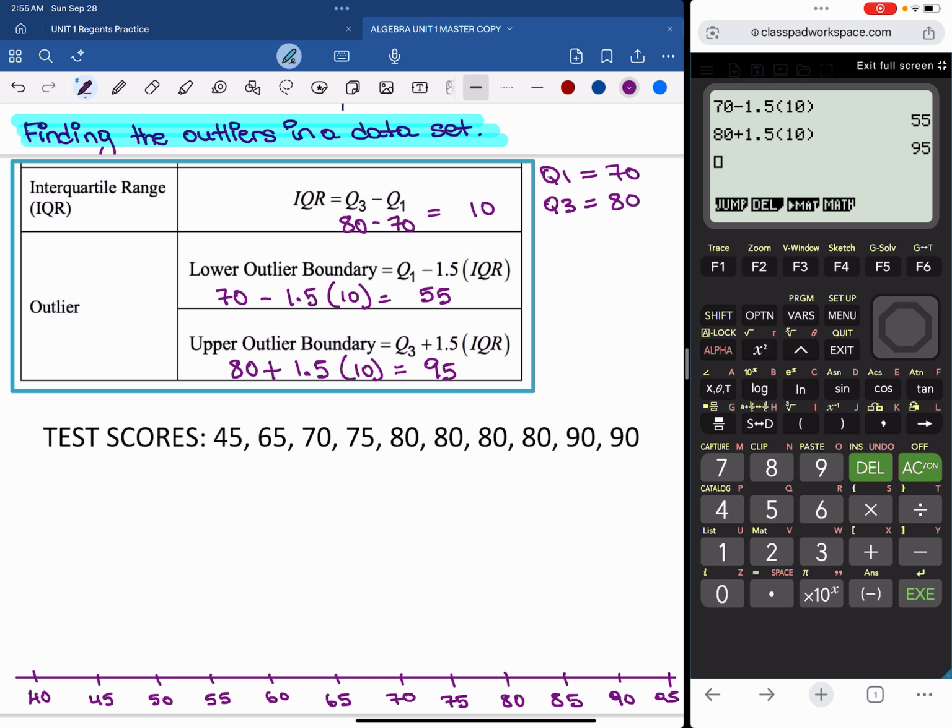Perfect. So before we determine the outliers, let's create the little diagram to match this with the box plot. Here all we're using is Q1 and Q3. So our Q1 is 70, that's right here. Q3 is 80. And then we found that our lower fence is 55 over here, and our upper fence is 95 over here.